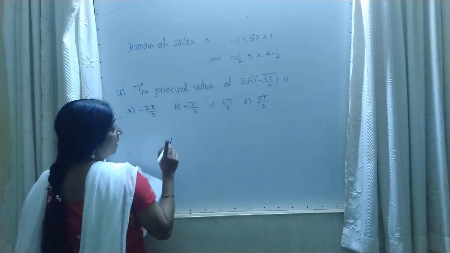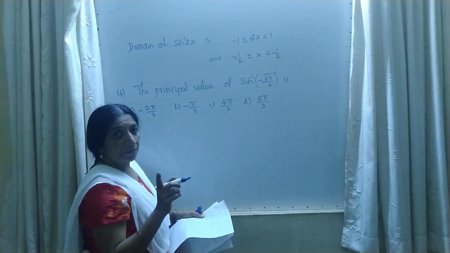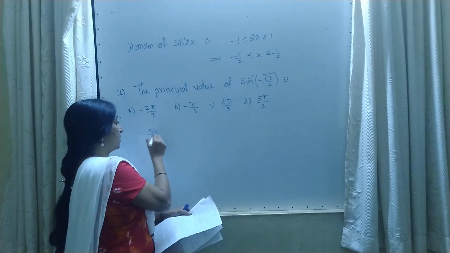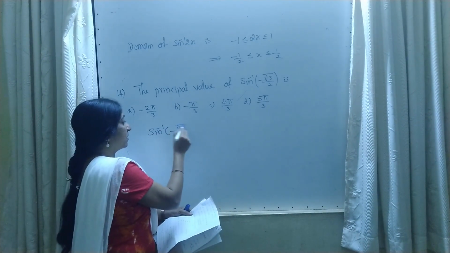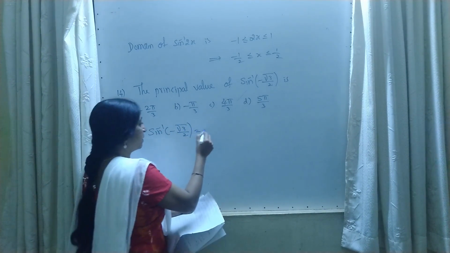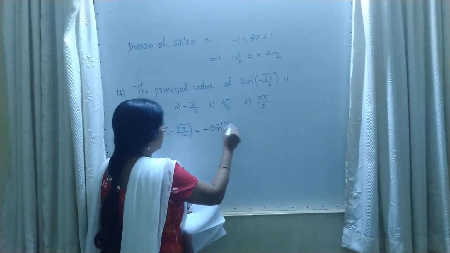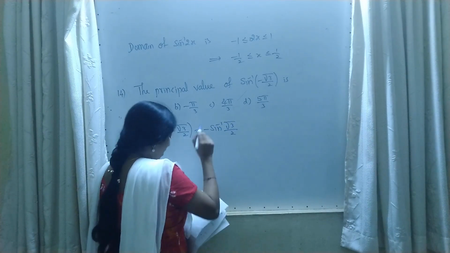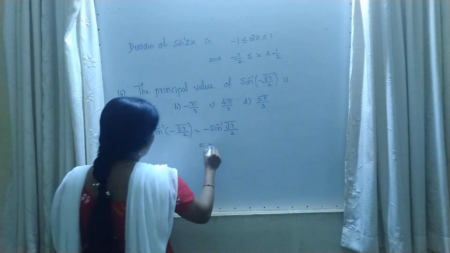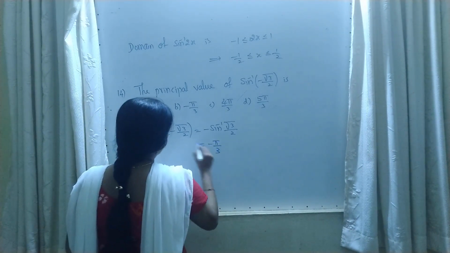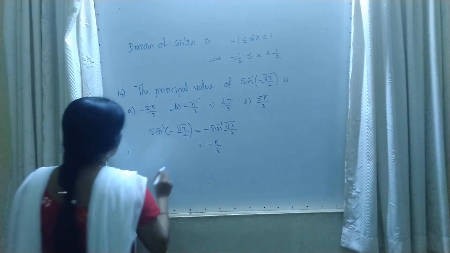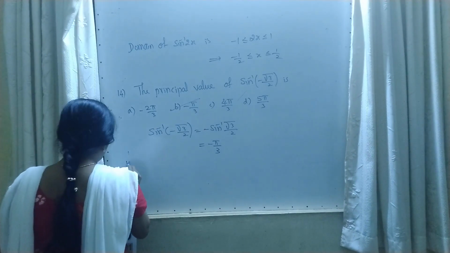So what is the sin inverse of minus x? Have you remembered the basic formula? Sin inverse of minus x is minus sin inverse x. So it is minus sin inverse root 3 by 2. And already you are familiar, just write down that value. It is pi by 3, 60 degree. That is pi by 3 and minus is there. So minus pi by 3.